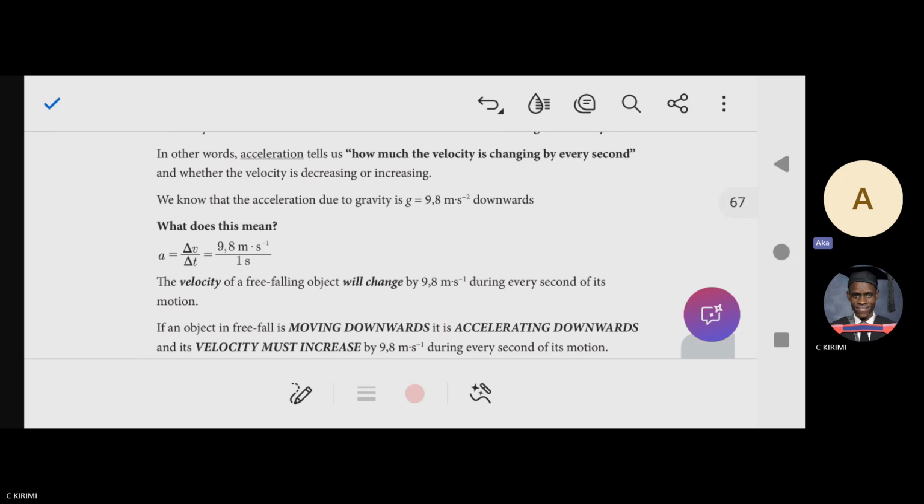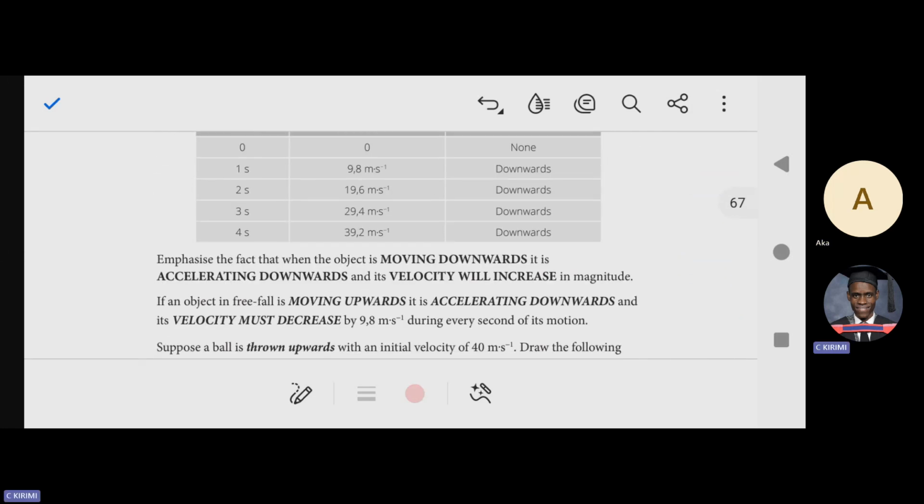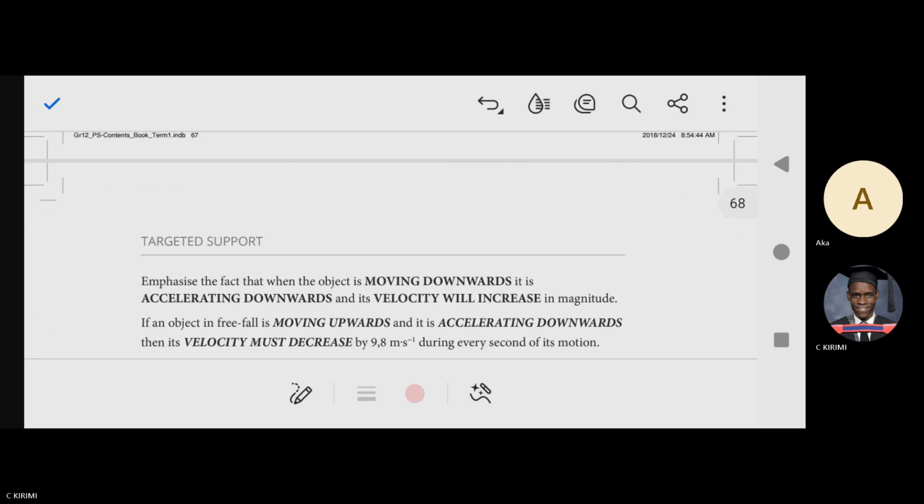But I can send in advance. Yes, I will send in advance so that we work the motion, the projectile.